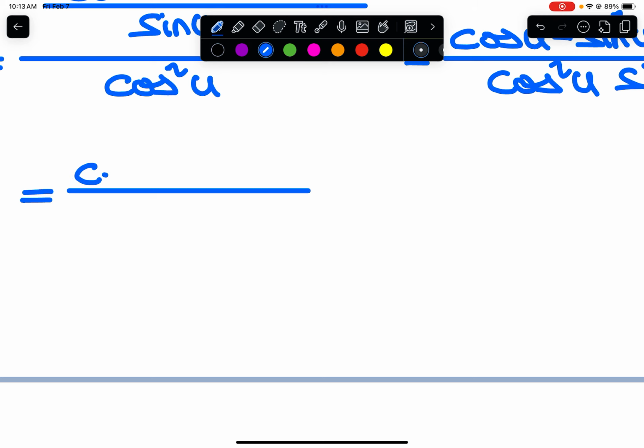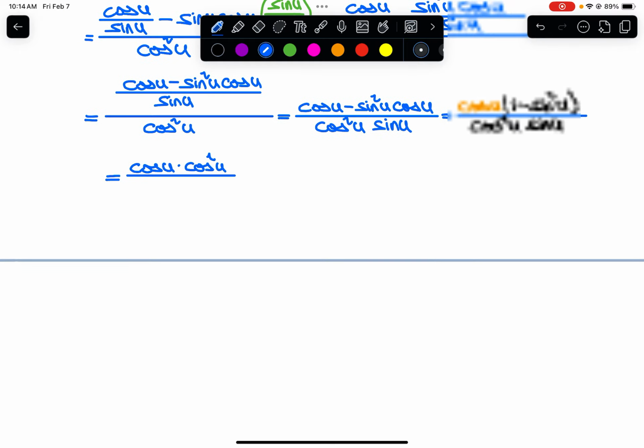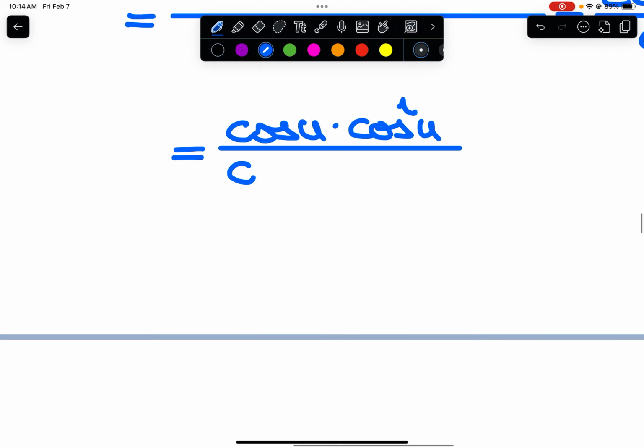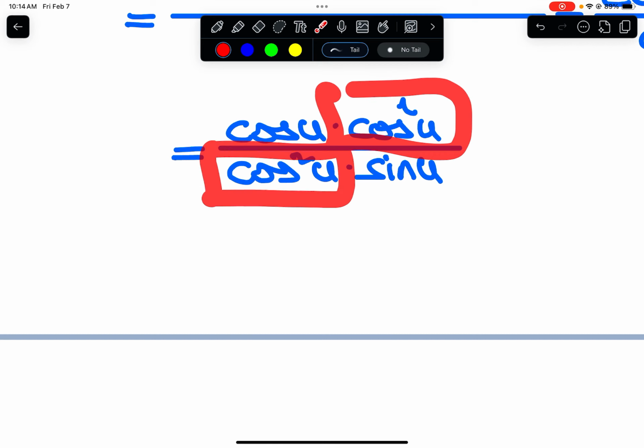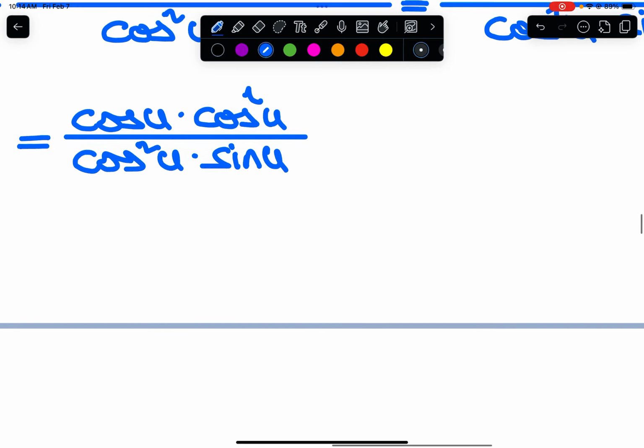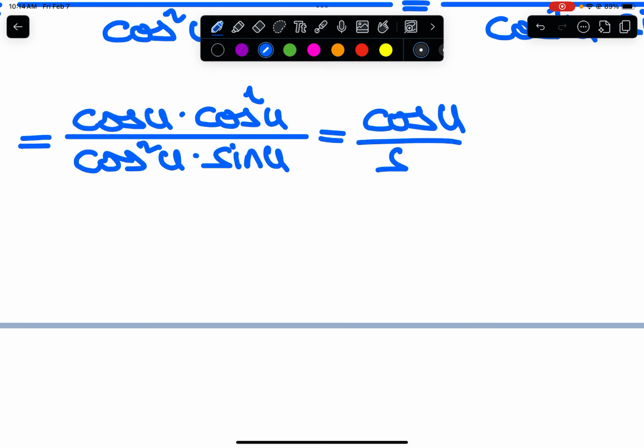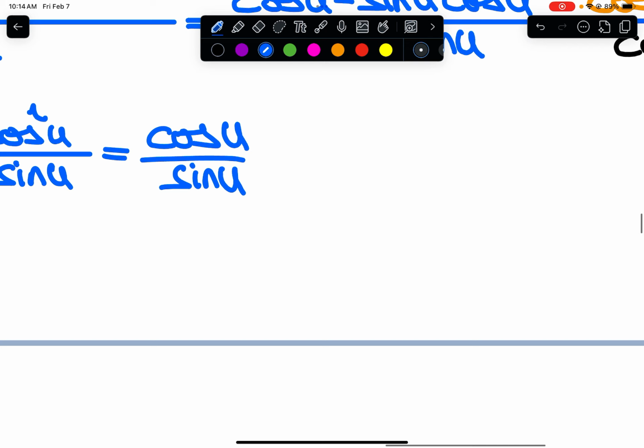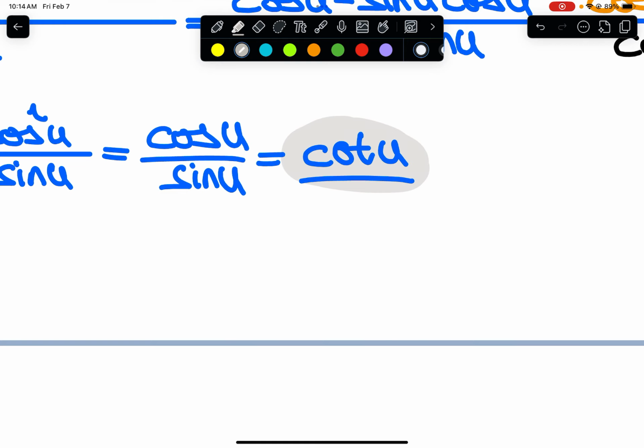So what's going to happen is we're going to have cosine u times cosine squared u, and that's going to be over cosine squared u times sine u. And then we have a cosine squared u over cosine squared u. Those are going to simplify. So we're going to be left with cosine u over sine u. And then when you simplify that, that's going to equal cotangent u. Cotangent u, not me. Ha, ha, ha.